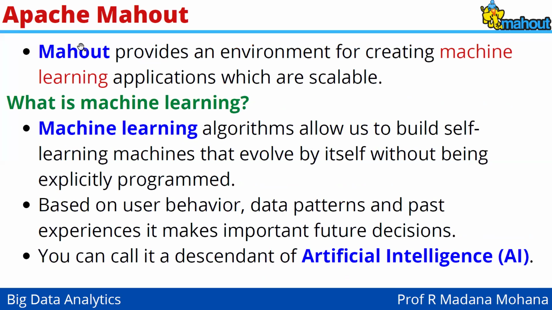Then Apache Mahout, which provides an environment for creating machine learning applications which are scalable. What is machine learning? Machine learning algorithms allow us to build self-learning machines that evolve by themselves without being explicitly programmed. Learning from the experience is the concept of machine learning. Based on user behavior, data patterns, and past experiences, it makes important future decisions. So we can call it a descendant of artificial intelligence.